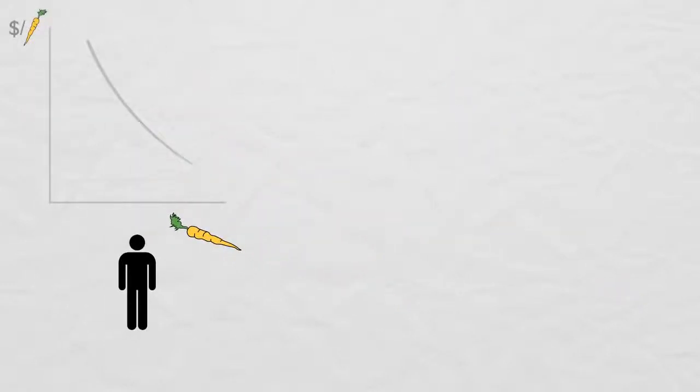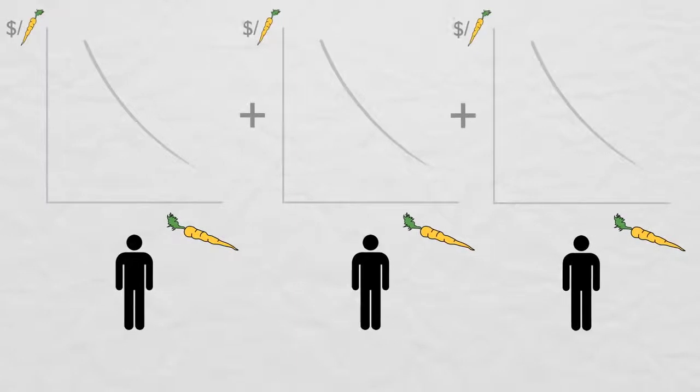And if we wanted to find a demand curve for many consumers in an economy, all we'd have to do is find each of their individual demand curves and add them up.